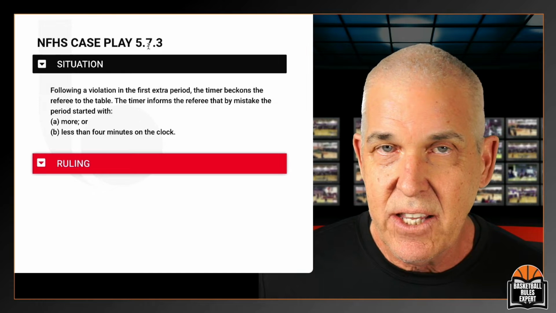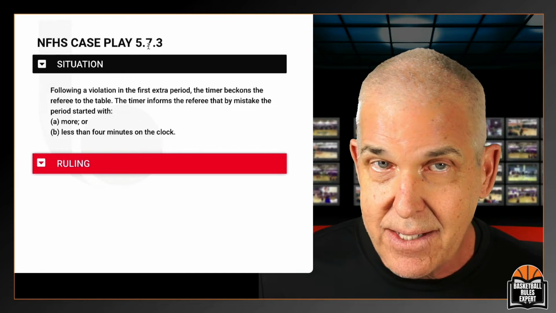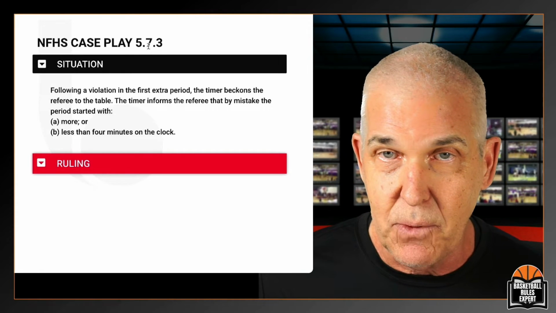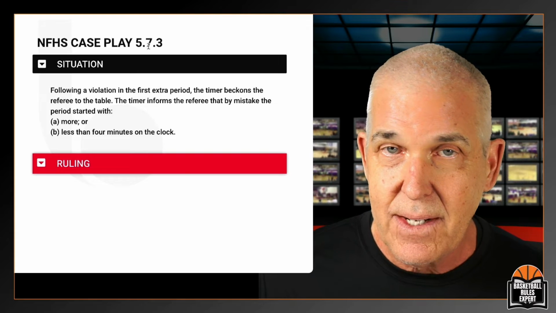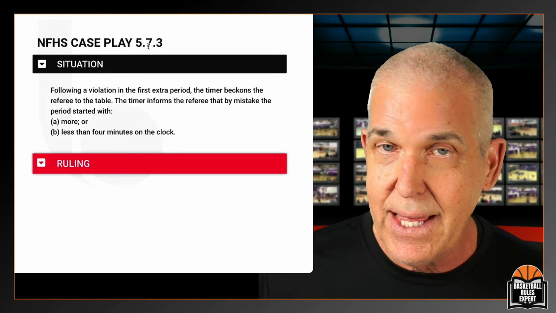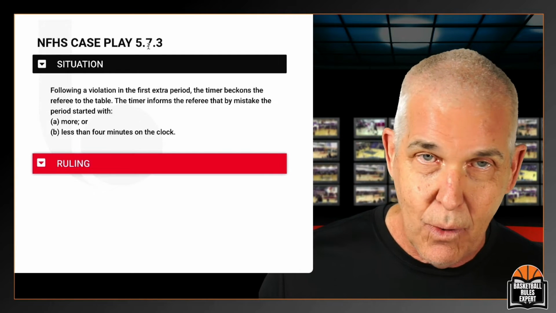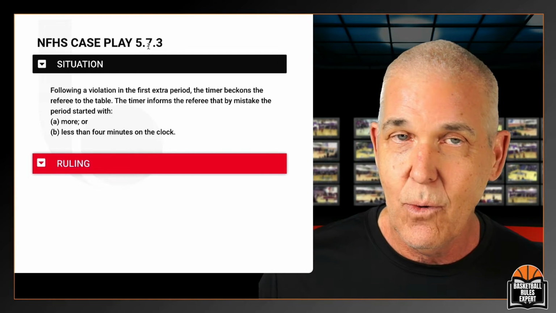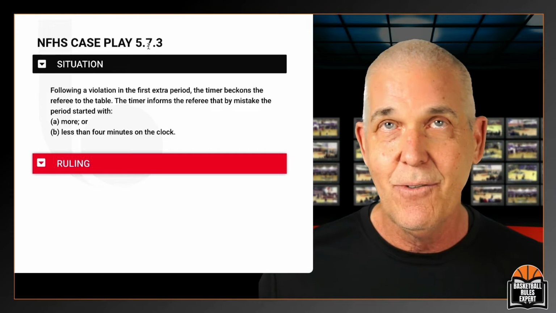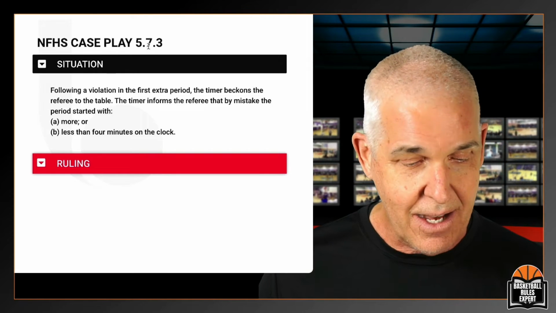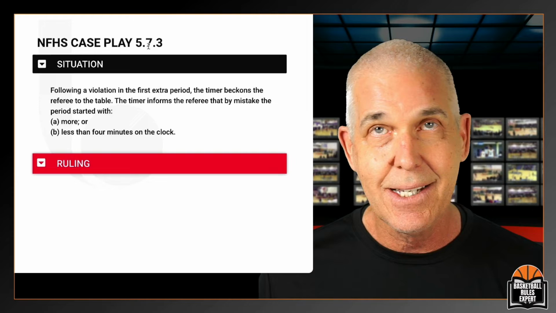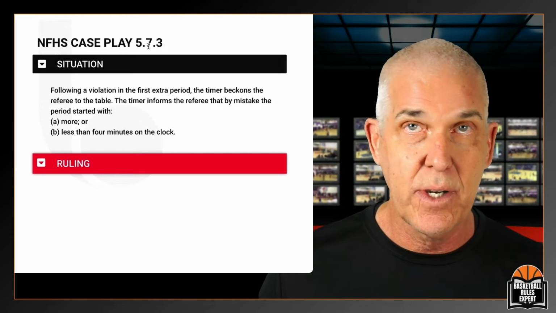Following a violation in the first extra period, the timer beckons the referee to the table. The timer informs the referee that by mistake, the period started with A, more than, or B, less than 4 minutes on the clock. What is our situation? So we have a timing situation.